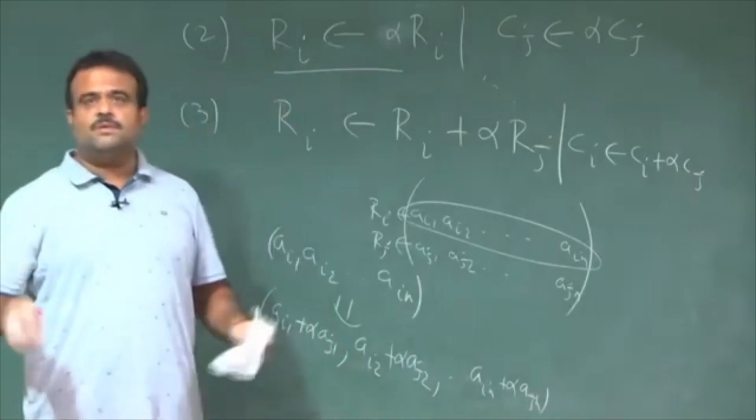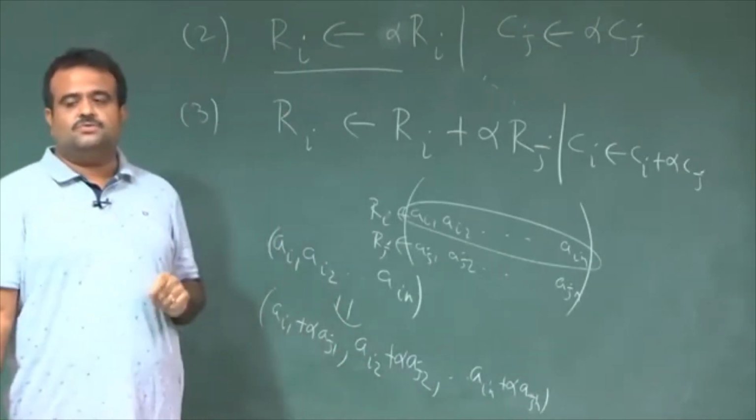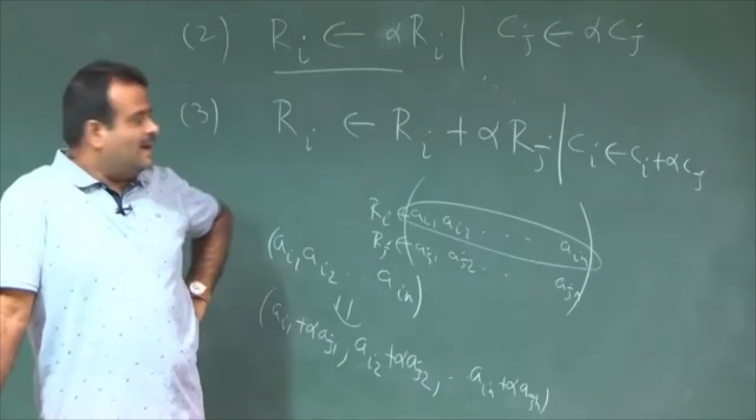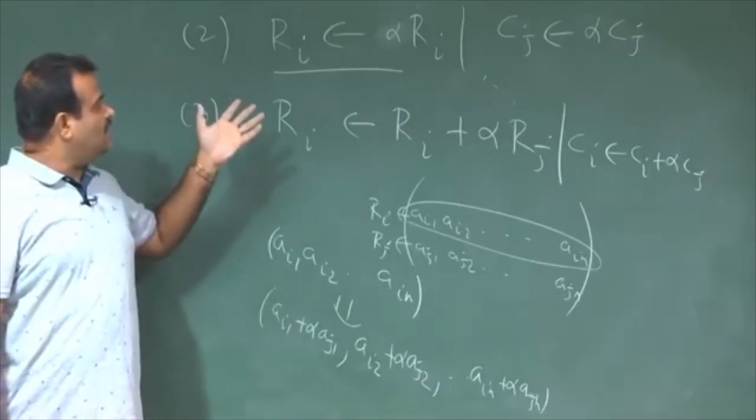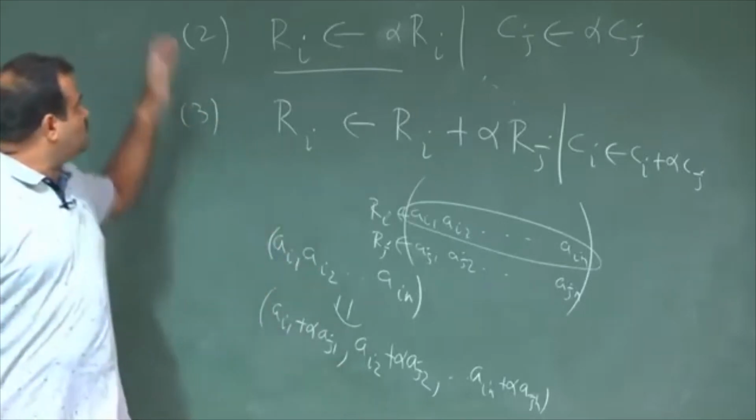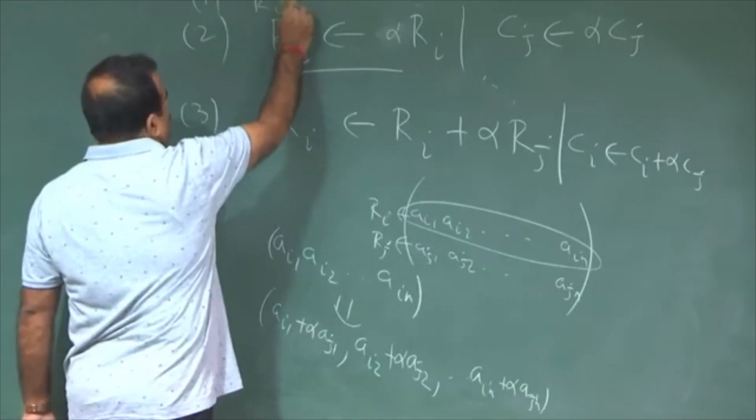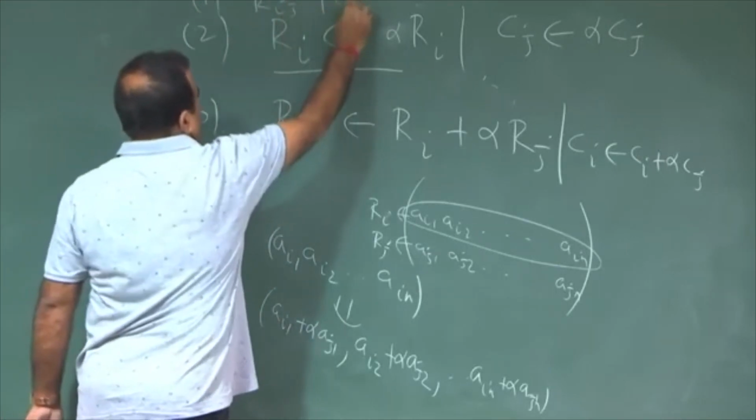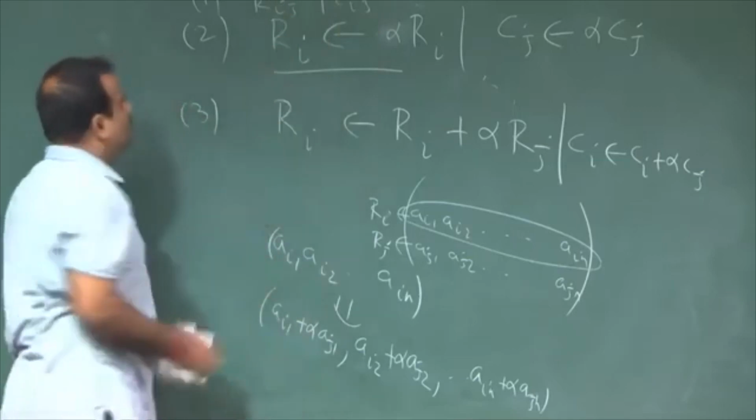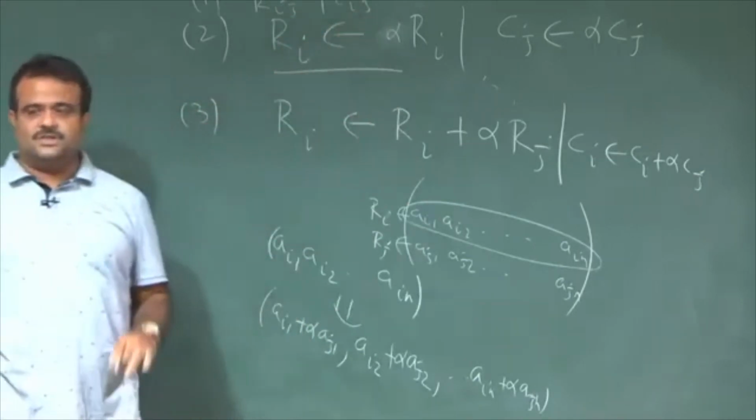Okay, so we are talking about elementary row operations, and we will see how that will be useful for finding the rank of a matrix. There are basically three types of elementary operation, either on rows or columns. The first one is to exchange two rows or two columns, like the ith row is going to exchange with the jth row and the ith column with the jth column.